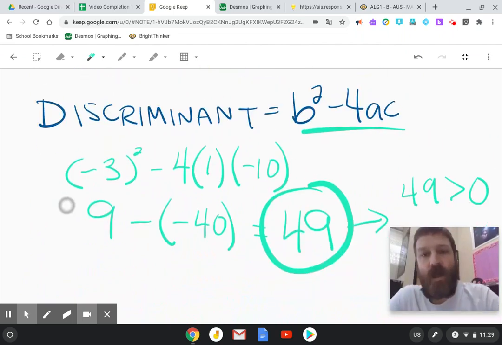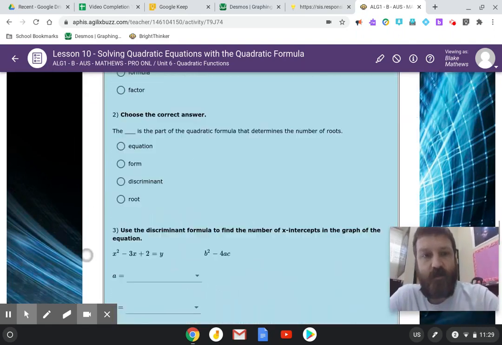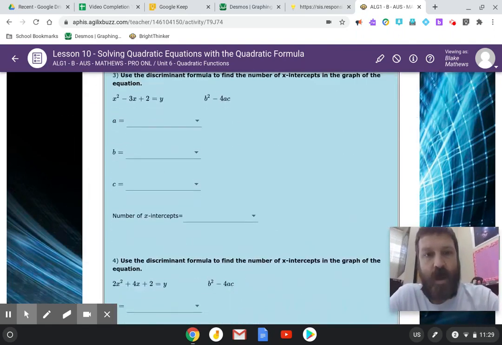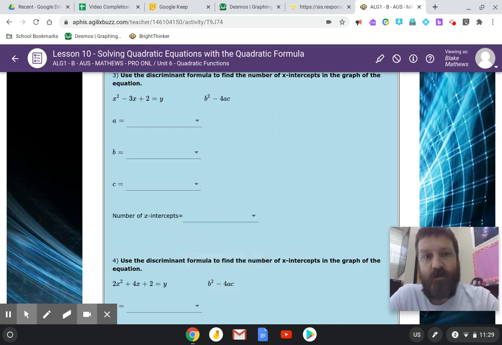All right, so that's what the discriminant's doing. And if you look at your lesson, the first 2 questions after the vocabulary are to do that. Find the discriminant and determine the number of x-intercepts, also known as roots. Okay, the answer is always 0, 1, or 2. You also need to identify the a, the b, and the c of your quadratic function.